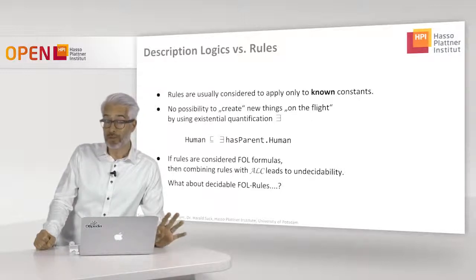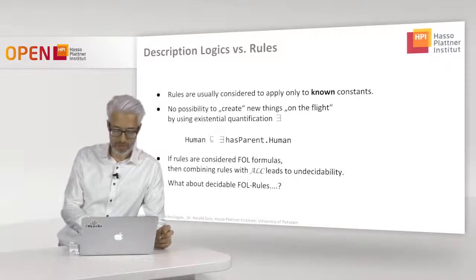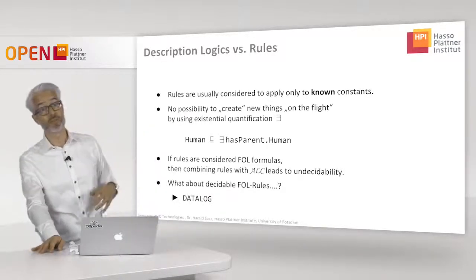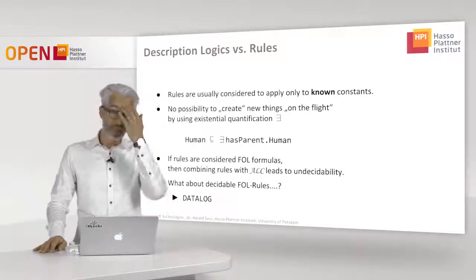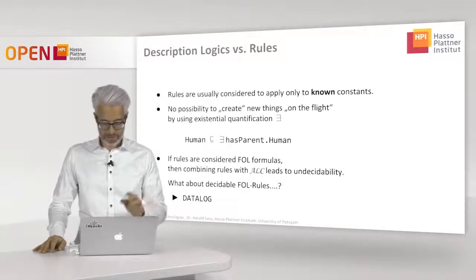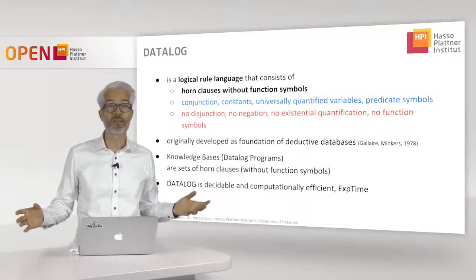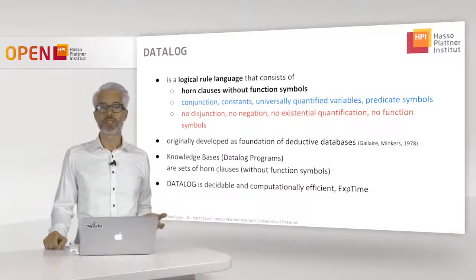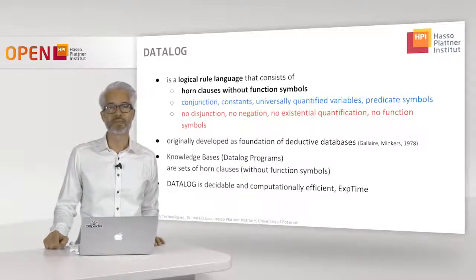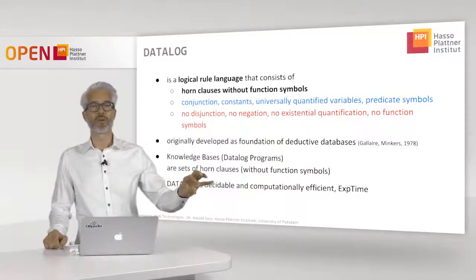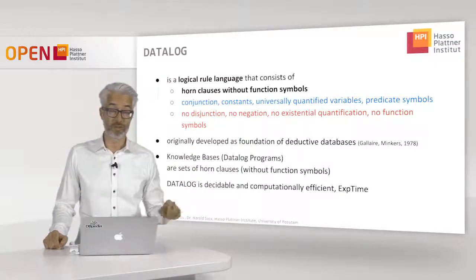If you consider rules only and do not consider description logic in the first place, there is a restriction to rules called DATALOG, which is a programming language that builds upon first-order logic rules with some restrictions, and these restrictions maintain decidability. I want to show you a little bit of DATALOG today, but only just for information. DATALOG is quite interesting. It was developed in the late 1970s as a foundation for so-called deductive databases. And usually DATALOG is a logical rule language that consists of horn clauses without function symbols. So we don't consider function symbols here.